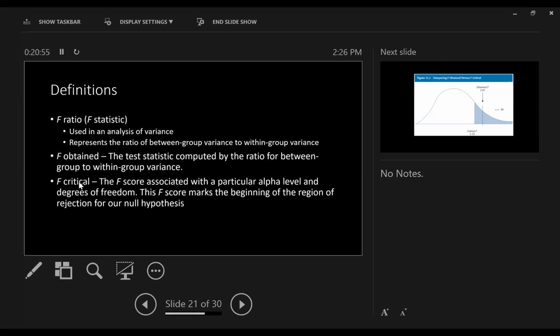The F critical is the F score associated with a particular alpha level, right? What's the alpha level we usually use, guys? Almost every single time.